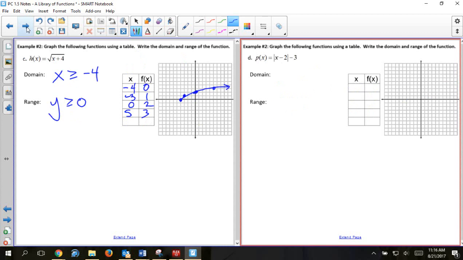Okay, the last one. What kind of shape is that last one going to make? V shape, right. Absolute value is going to make a V shape. So we're going to plug in points that would make sense. I do not remember what I did. I did 0, 1, 2, 3, 4. That's what I did. But you might just have to play around and get whatever points from there.